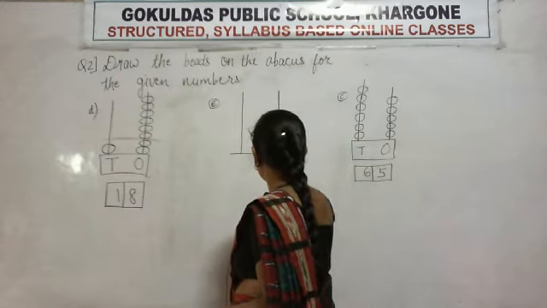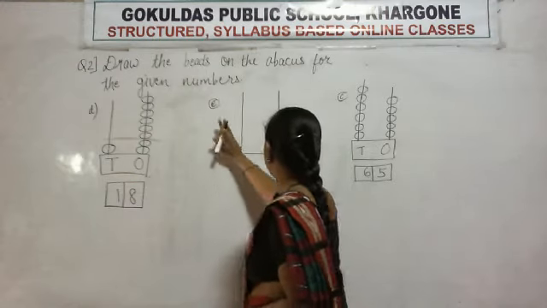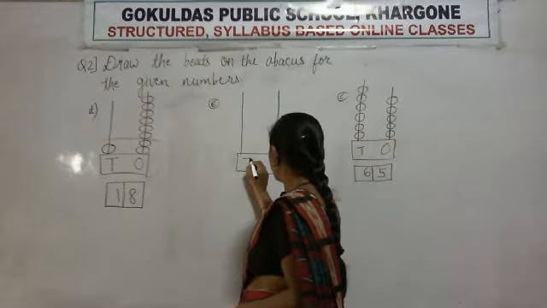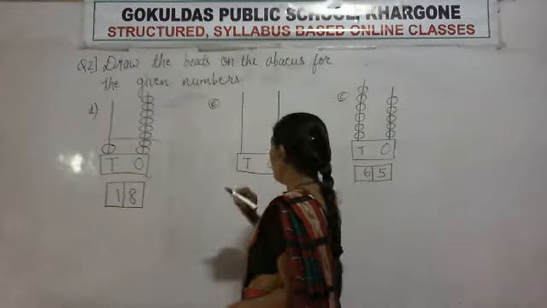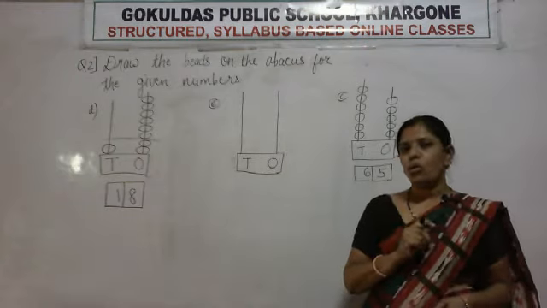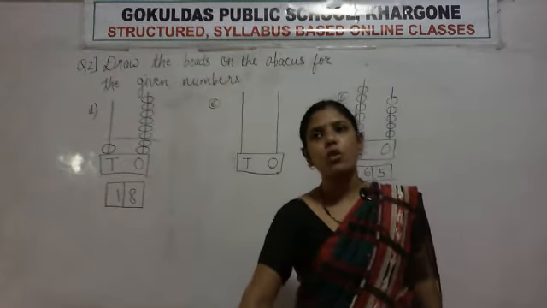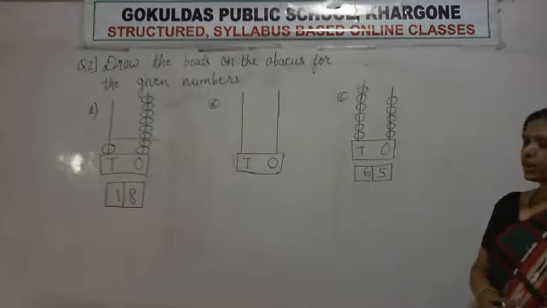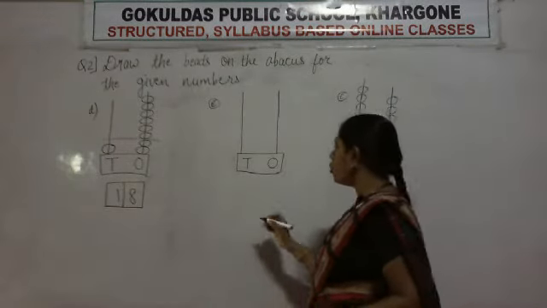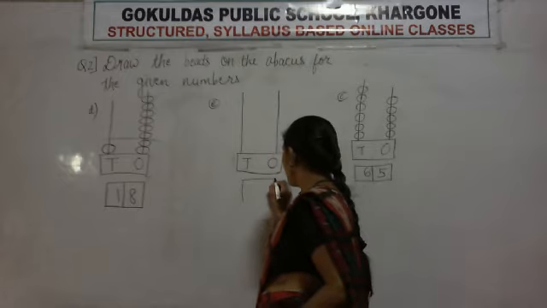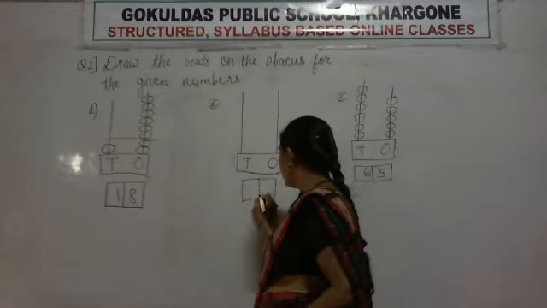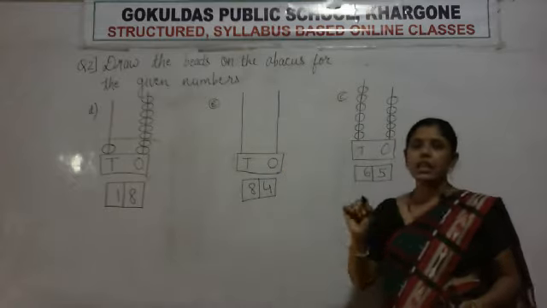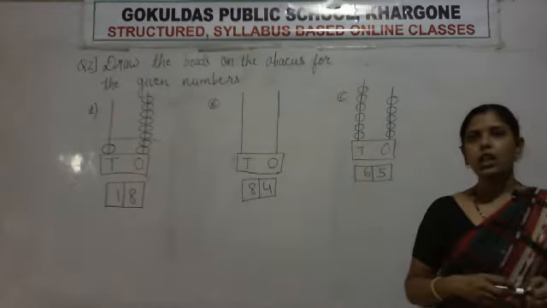This is the abacus, and write its value T and O. T is for tens and O is for ones. Now what is the number given? 8484. The number given here is 8484.